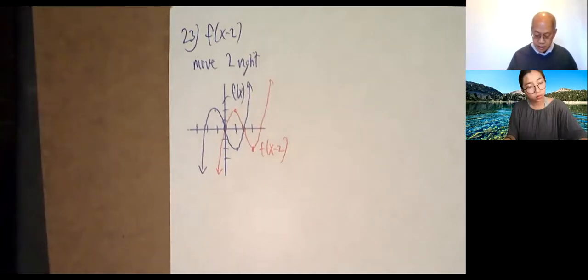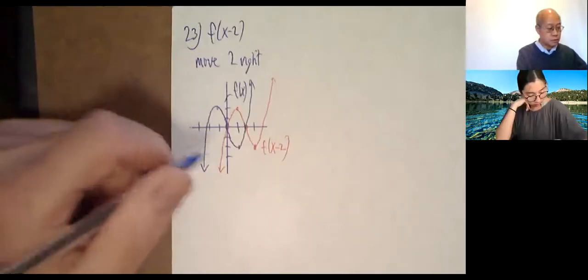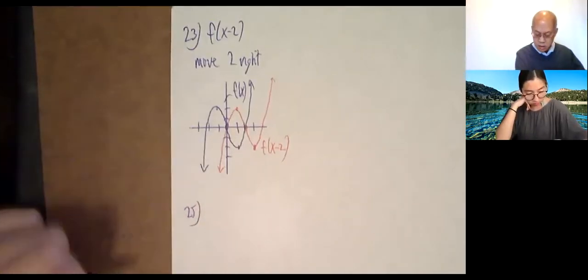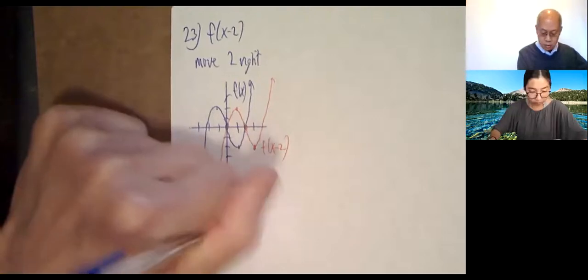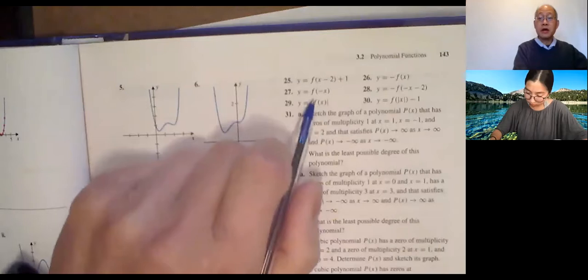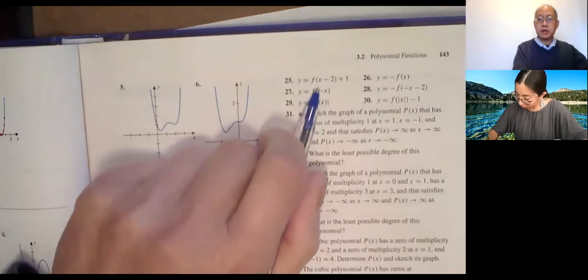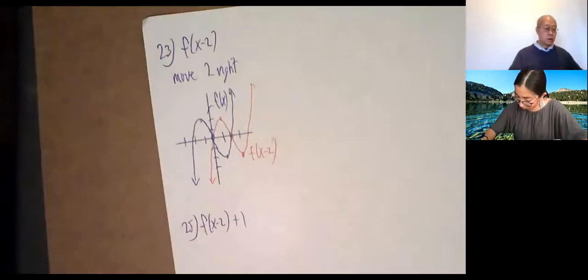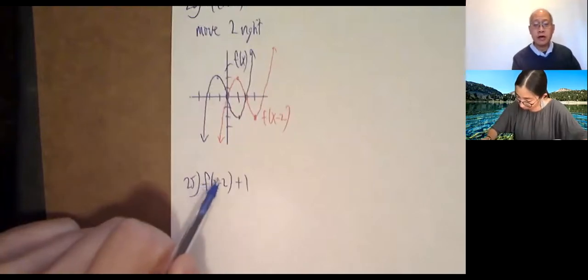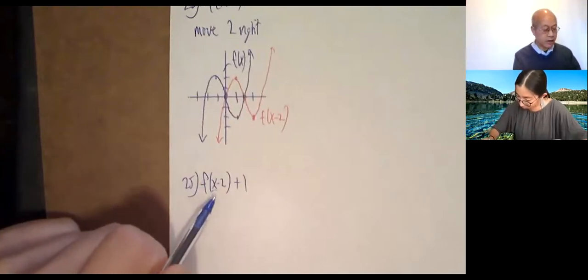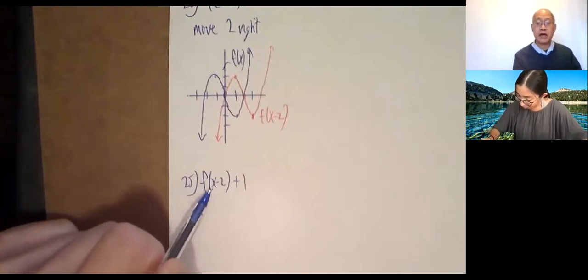So that's that. Okay, then 25 says f of x minus 2 plus 1. F of x minus 2 plus 1. Okay. Now, I just finished doing f of x minus, sorry, f of x minus 2. I may have said plus. F of x minus 2.